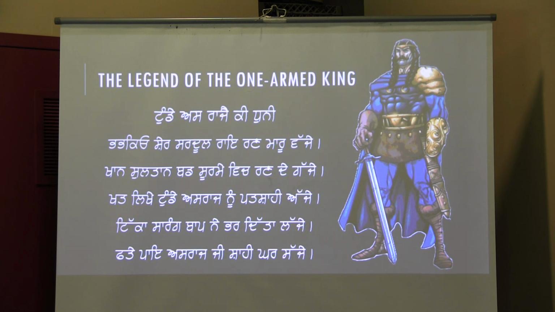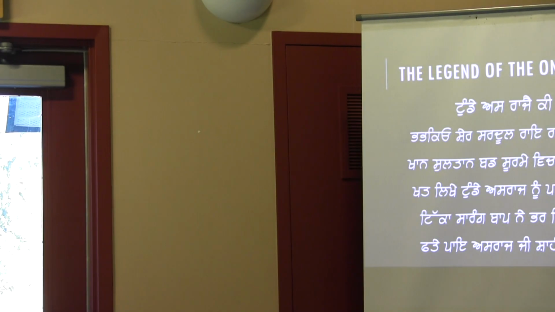So I'm going to tell you the story really quickly about Asraja. Does anyone know the story about Asraja? Okay, so one person. So Asraja was a prince in a kingdom. His father's name was Sadak, and he had an older brother named Sardul.